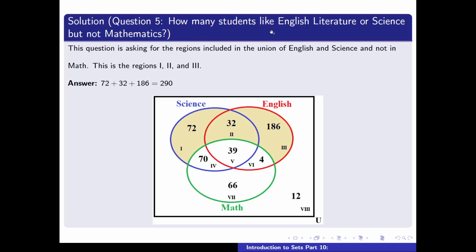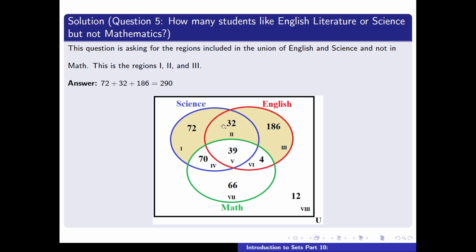How many students like English literature or science, but not mathematics? Careful with the key words. This one is or and not. So English literature or science is the union between English literature and science. So how many students are in the union of English and science, but not in mathematics.